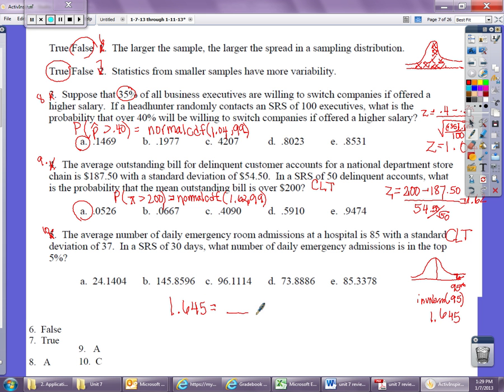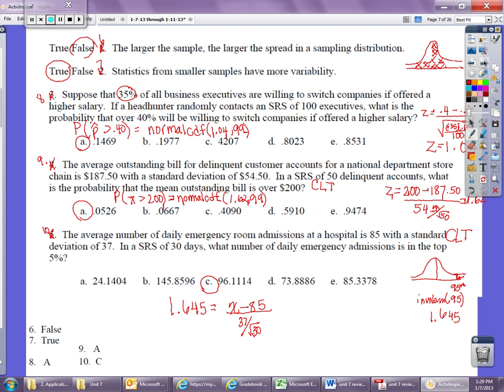That's your z-score, is equal to, you're looking for the value that separates it, minus the mean. The mean in here is your 85, divided by the standard deviation of the sample. So you take the standard deviation of the population and divide by the square root of the sample, which is 30. Okay, and then you are going to solve this equation for x. Okay, when you do that, you're going to get something close to that, depending on how you round.